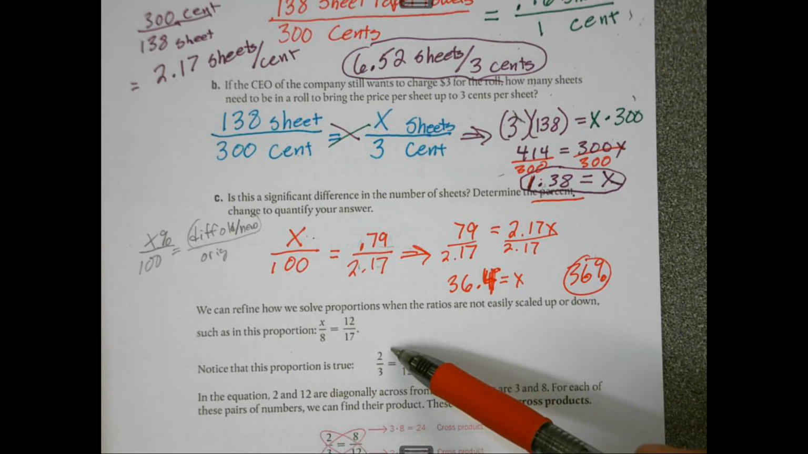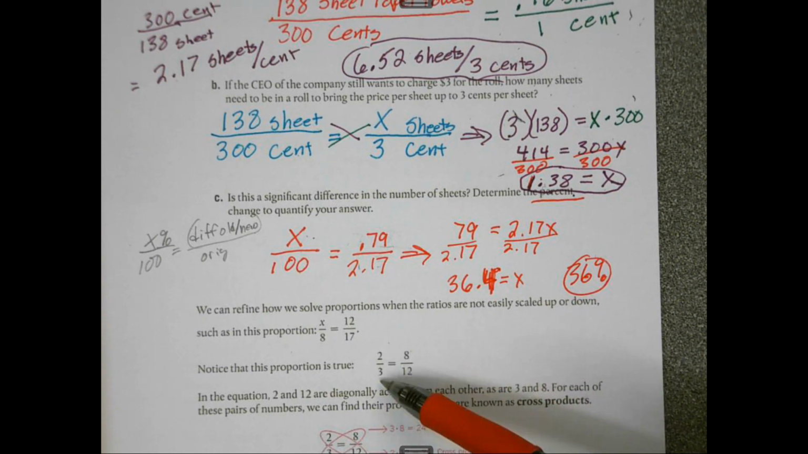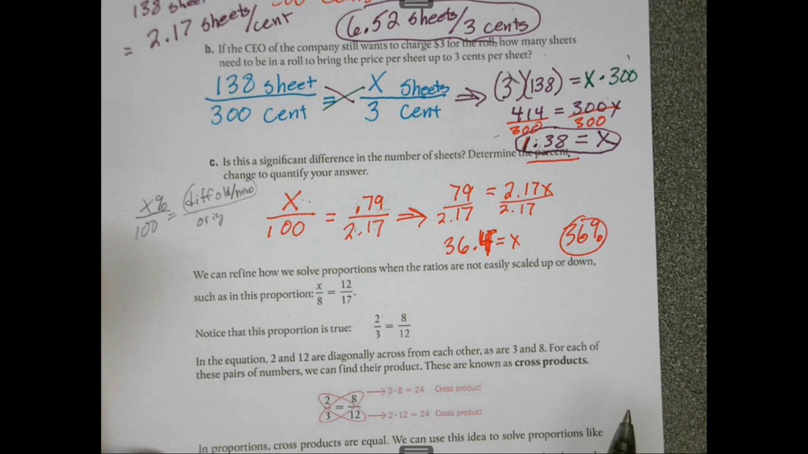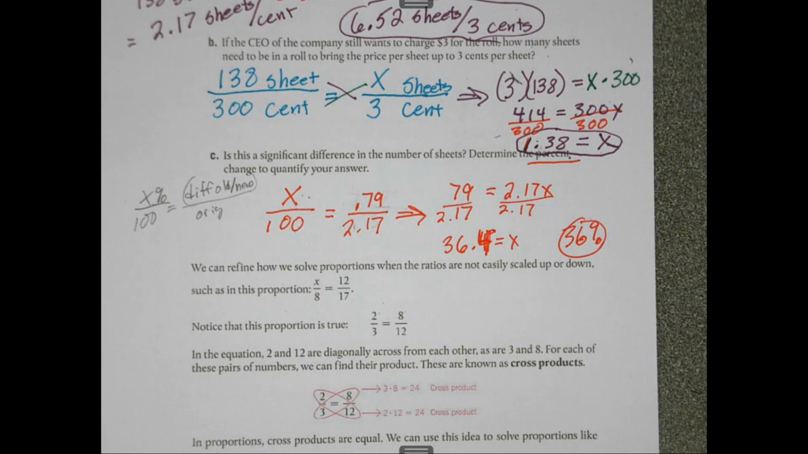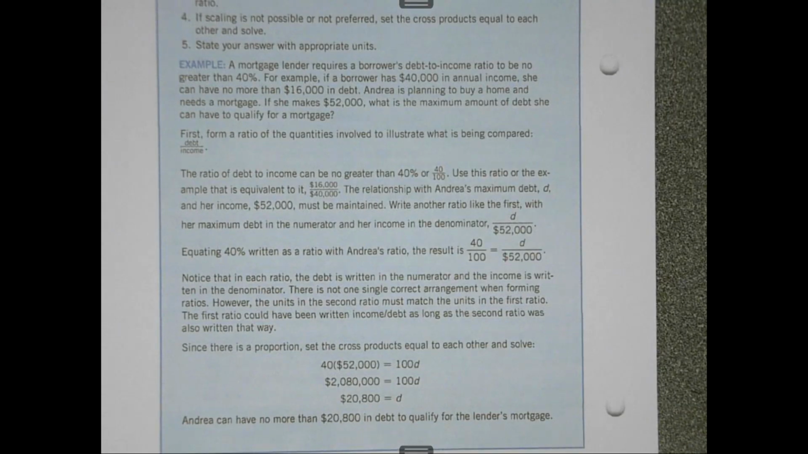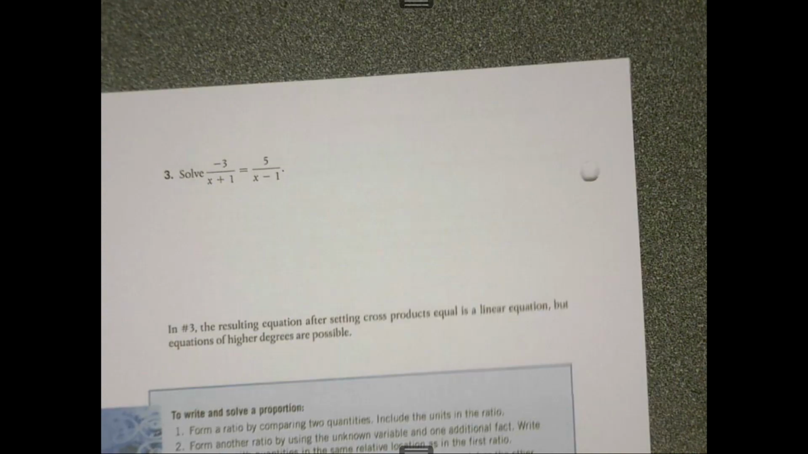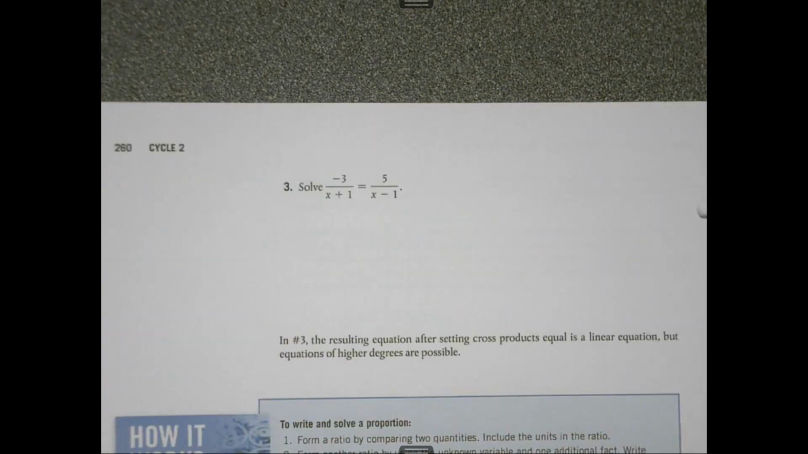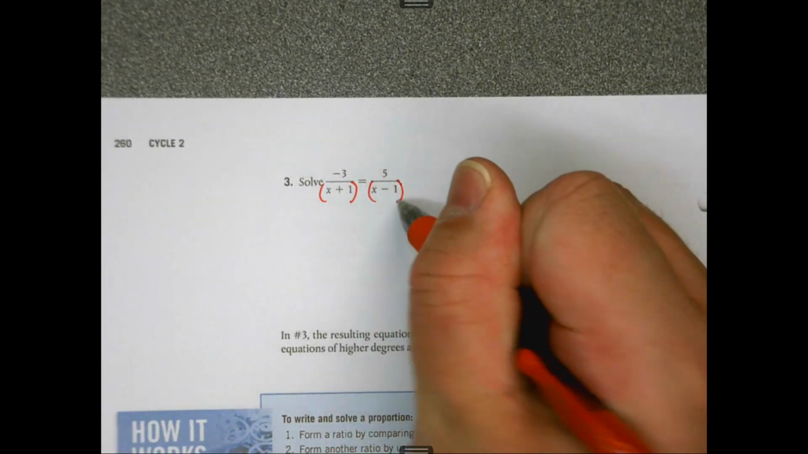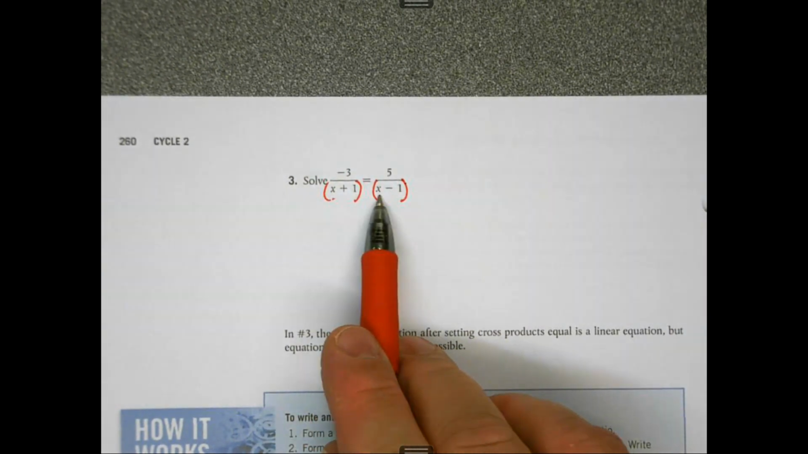Okay. Number 3, solve. Now, be careful. Remember from Algebra 1, whenever you have two terms in the numerator or denominator, put parentheses around them. Okay. Cross multiply. Negative 3 times (x minus 1) equals 5 times (x plus 1), and then solve for x.